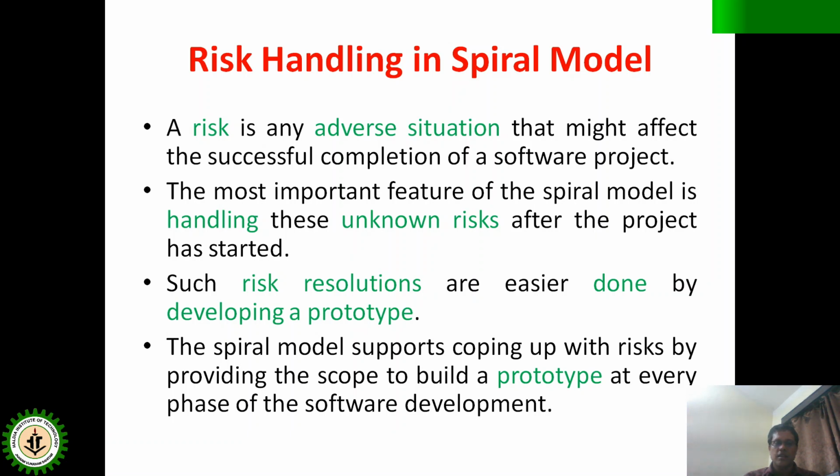Now, risk handling in the spiral model. What is risk? Risk is an adverse situation that might affect the completion of a software project. The most important feature of the spiral model is how it handles risks, the unknown risks that might creep in while developing the software.